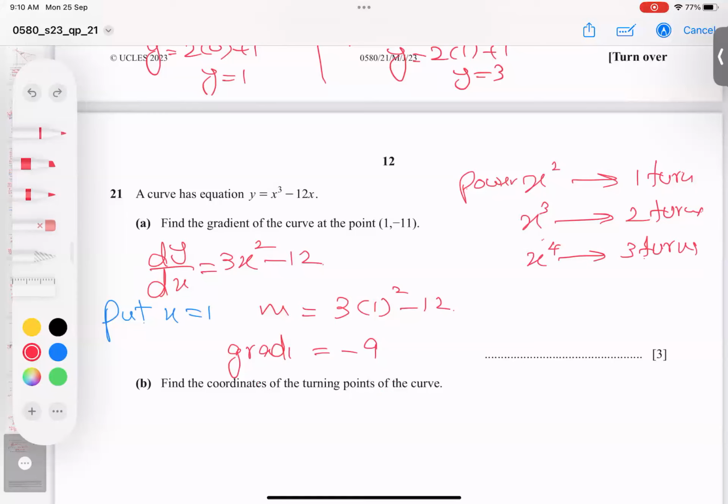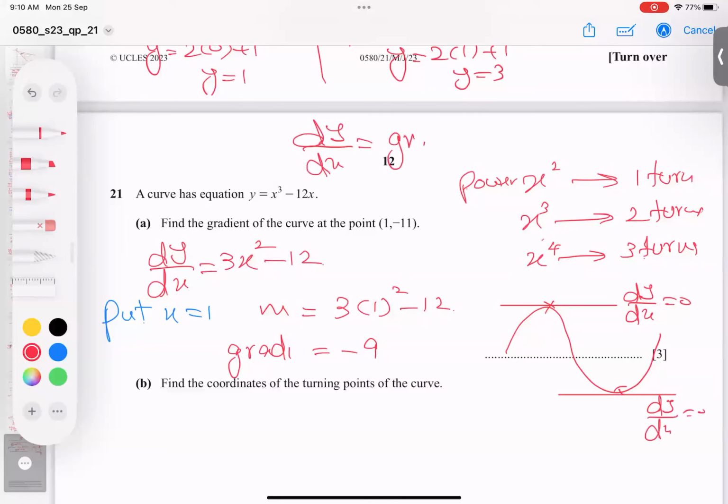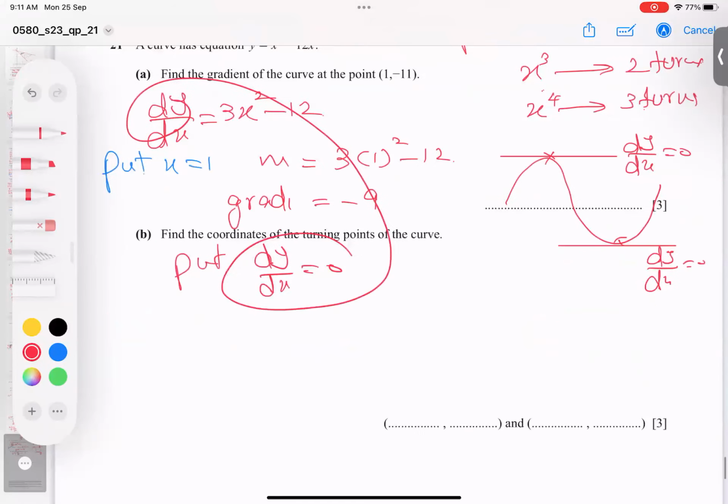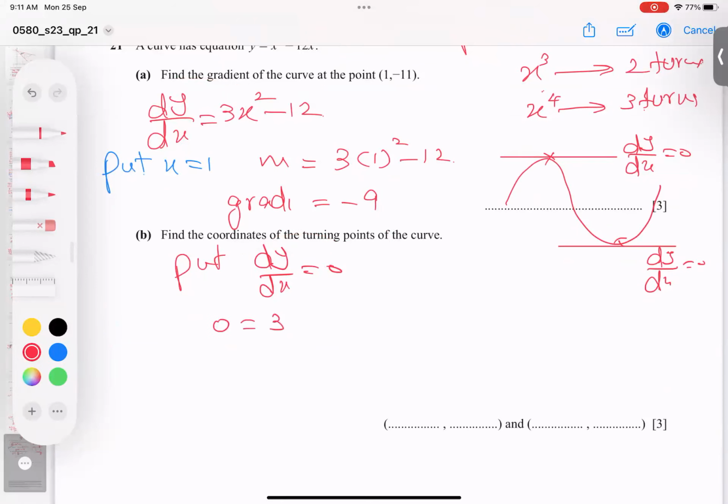And what to do whenever we're looking for turning points? Because, students, at turning points, the tangent line is parallel to the x-axis. Any line parallel to the x-axis has zero gradient. They have zero gradient or derivative, because for your knowledge, derivative and gradient have the same meaning. So I will set the derivative equal to 0. So 0 is equal to 3x to the power 2 minus 12.